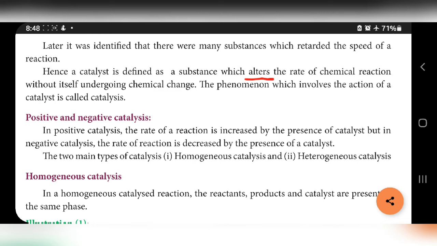This phenomenon which involves the action of a catalyst is called catalysis. Positive catalysis, negative catalysis. In positive catalysis, the rate of the reaction is increased in the presence of a catalyst. In the presence of a catalyst, if the rate of the reaction is decreased, that is called what? Negative catalysis. So two terms are given, positive catalysis and negative catalysis. And one more important classification is given, homogeneous catalysis and heterogeneous catalysis.